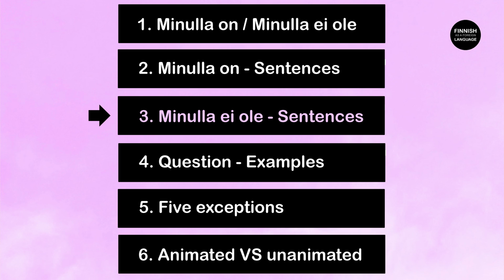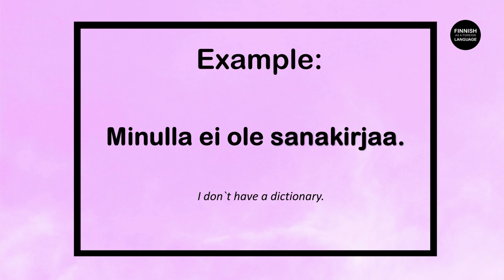Alright, now we are already at the third chapter, how to form minulla ei ole sentences. Minulla ei ole sanakirjaa means I don't have a dictionary. Minulla ei ole means I don't have, and sanakirja means dictionary, and it's written here in the partitive case because it's a negative sentence. So let's repeat. Minulla ei ole sanakirjaa. I don't have a dictionary.